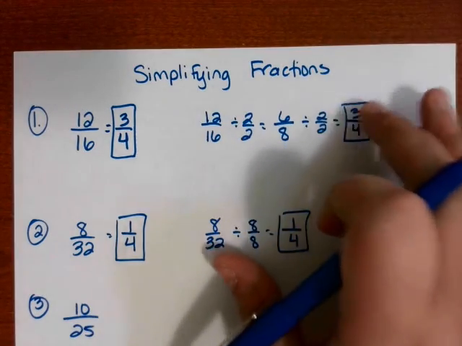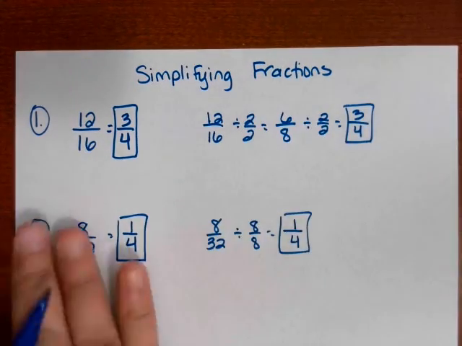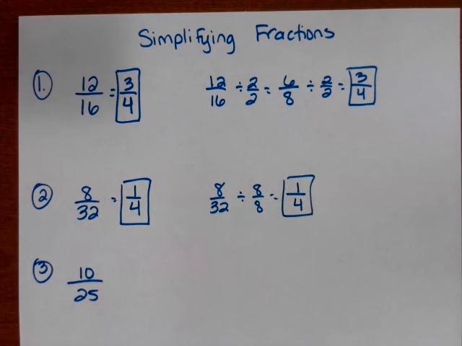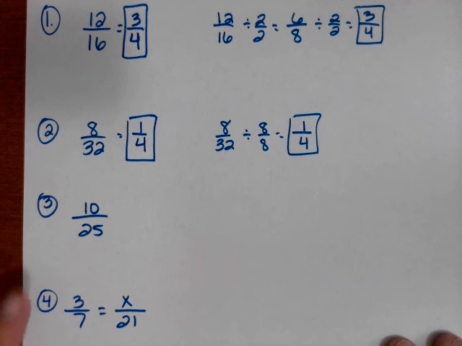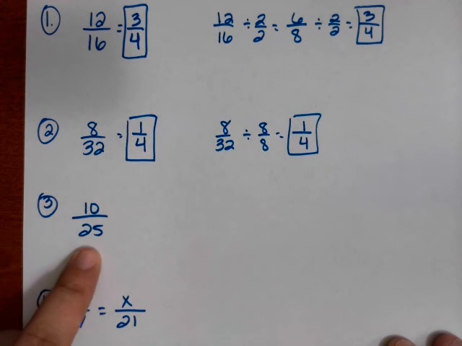Again, some of you probably already know this method, and that's perfectly fine. This is just an extra way. The multiplication chart is an extra resource to use. All right, and then number 3, we have 10/25.